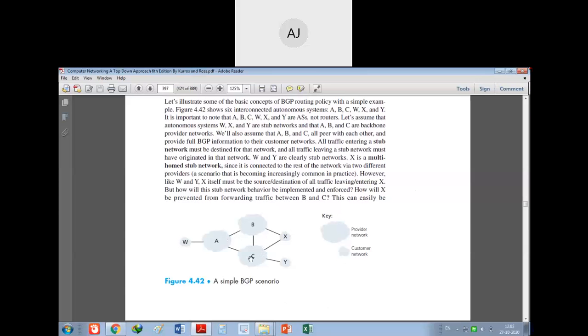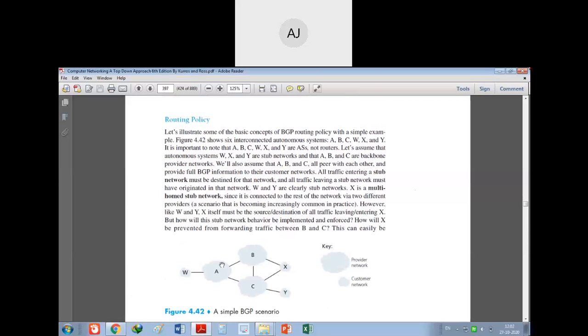Now, A, B, C are actually provider networks, service provider networks, but they are also one of the autonomous systems. And even W, X, Y are customers, but they are also autonomous systems. So, how does this particular communication take place? How will this particular routing policy work? That is the example he has given.